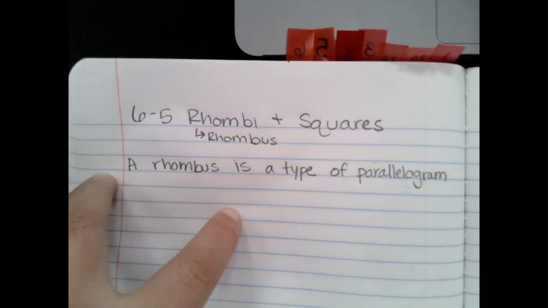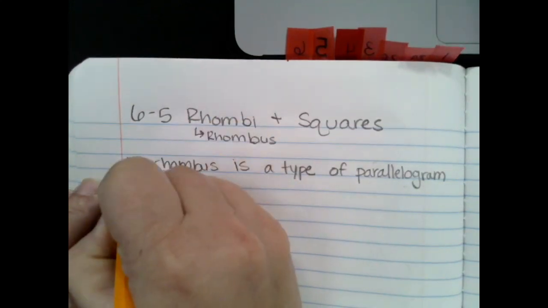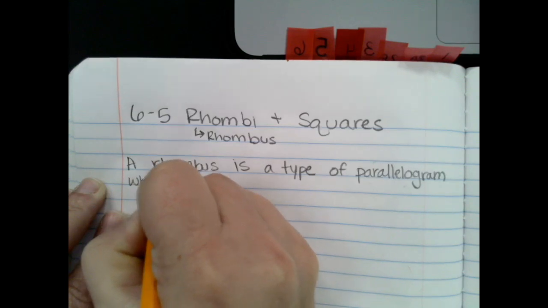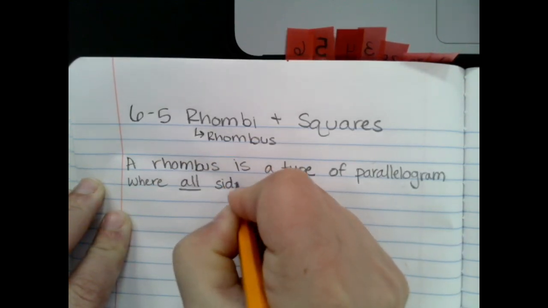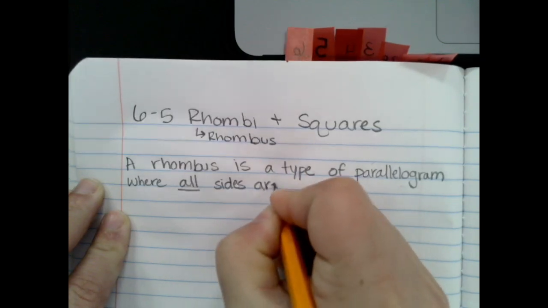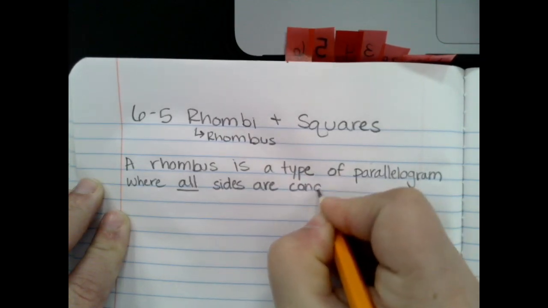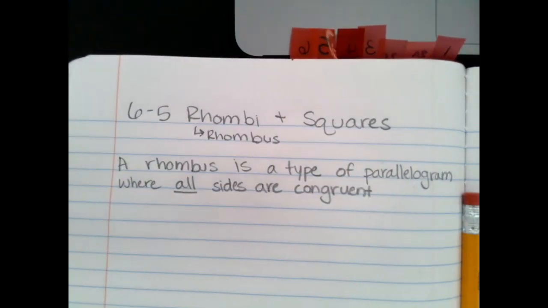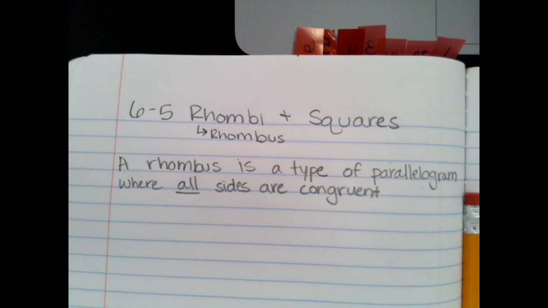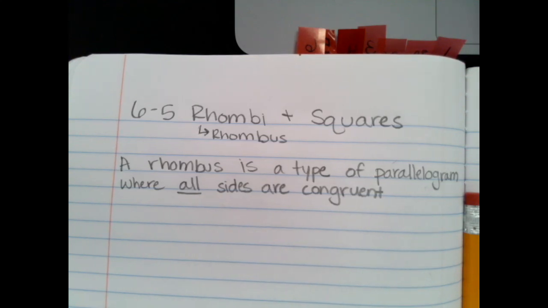Okay, where all sides are congruent. If you need to, write by that word congruent, in parentheses or next to it, the word equal, to remind you that that's what that means. Congruent means equal.